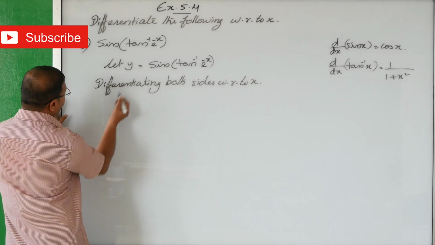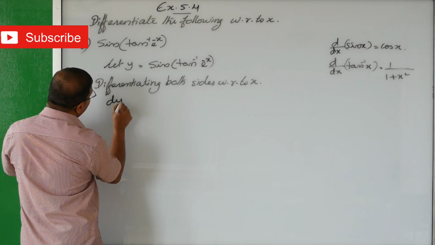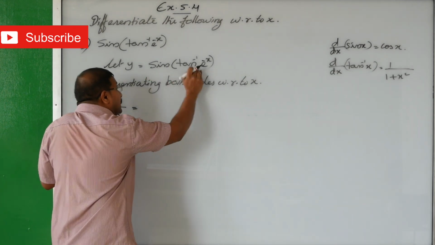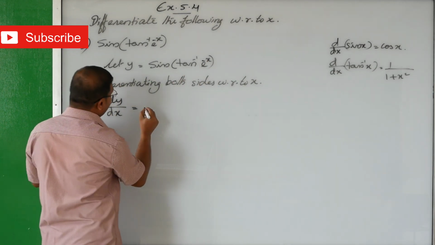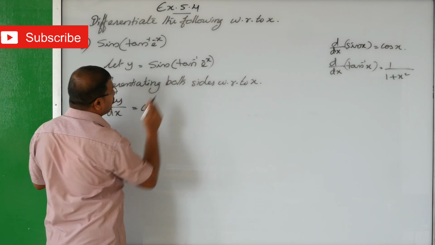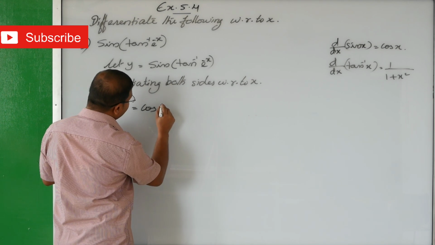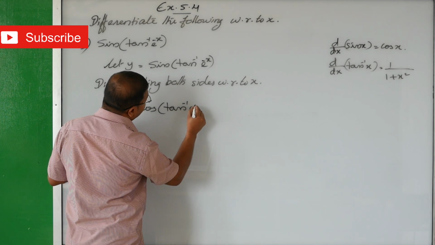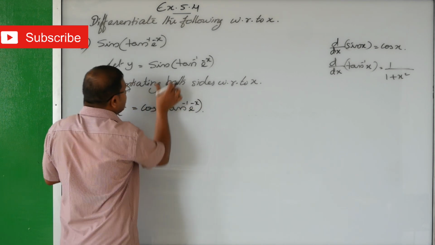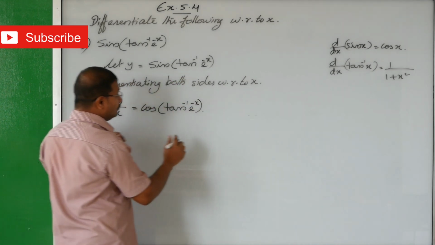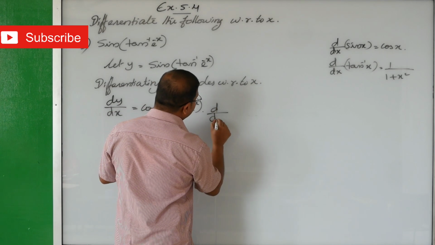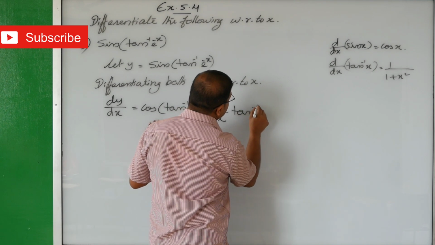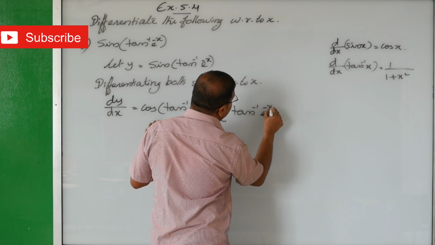Let's start now. Derivative of y means we'll write dy by dx equals derivative of sine x, that is cos x. So we'll write cos, in place of x what you'll write? Cos of tan inverse e raised to minus x. This is cos x into derivative of the inside one. What is that? Tan inverse e raised to minus x.